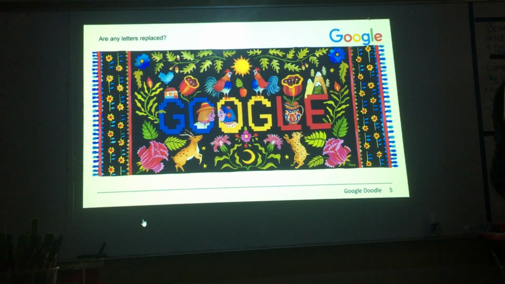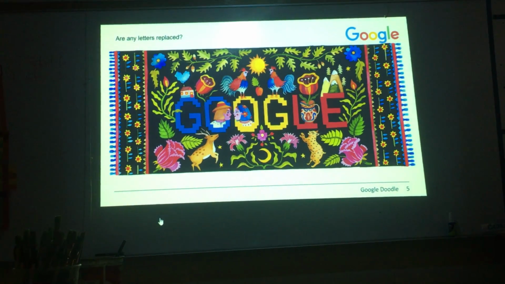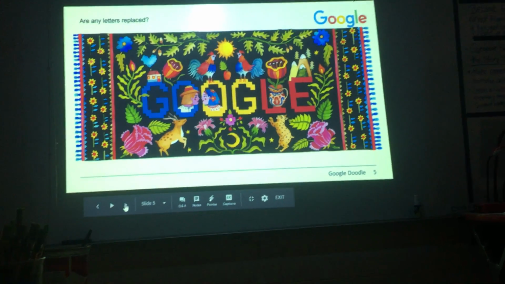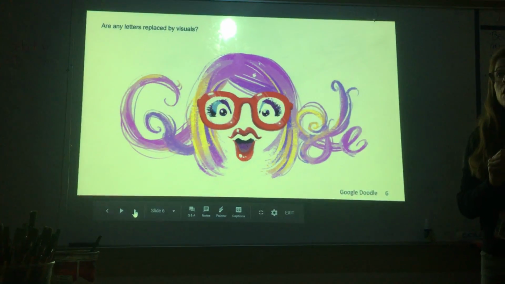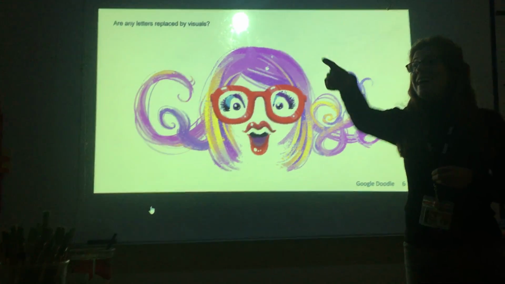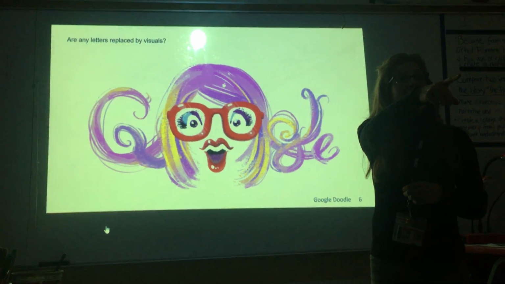So there's always some reason. The letters are going to change in some way. Either they're going to be replaced by objects or they're going to be replaced stylistically from the regular logo. What else? Are there any letters replaced here? Which ones? Yes. The O's. But you can still see them because of the glasses.